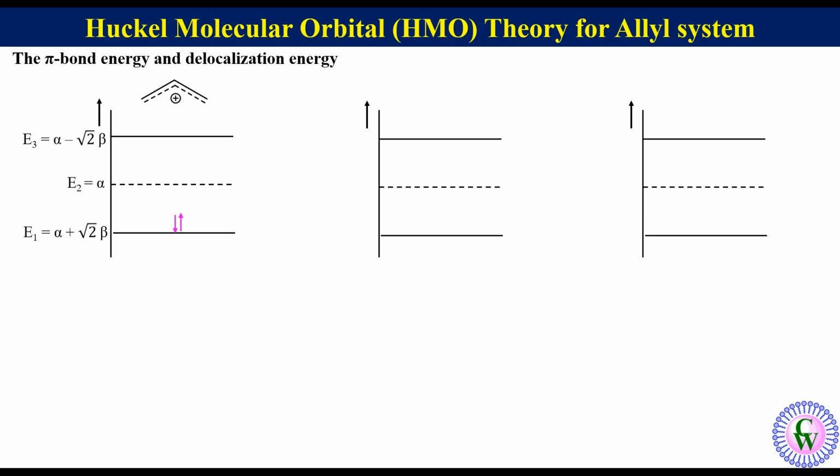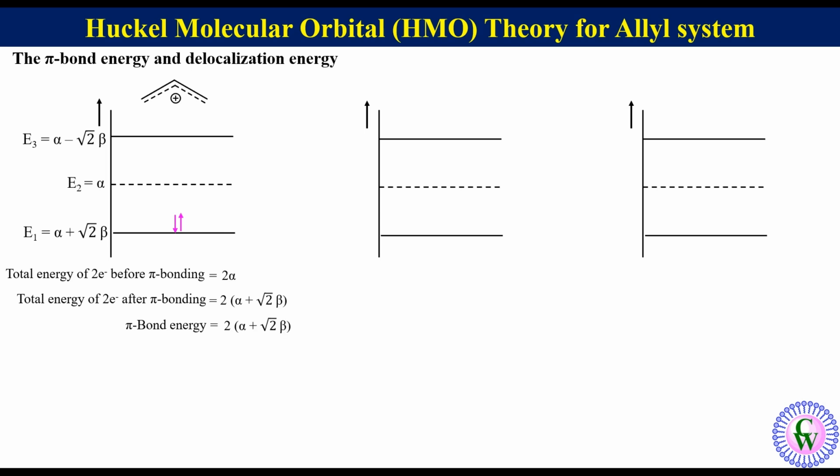So the total energy of 2 electrons before pi bonding will be equal to 2 alpha. The total energy of 2 electrons after pi bonding will be equal to 2 into alpha plus root 2 beta. So pi bond energy will be equal to 2 into alpha plus root 2 beta minus 2 alpha, which is equal to 2 into root 2 beta.